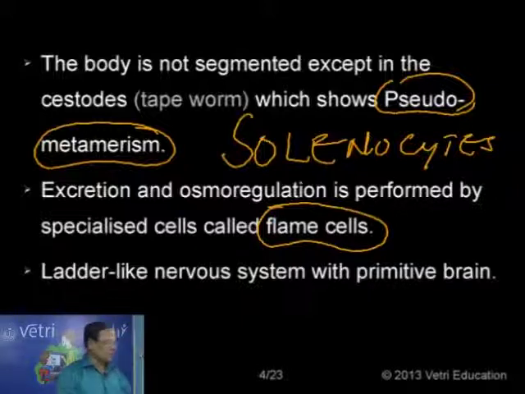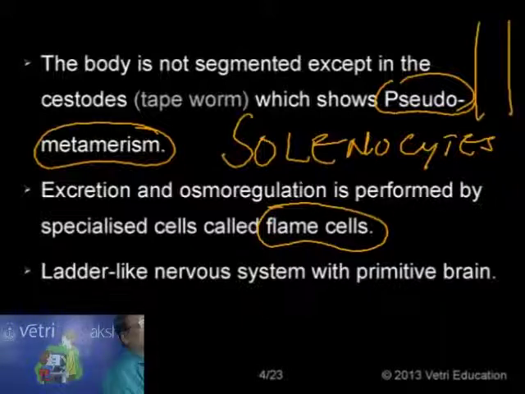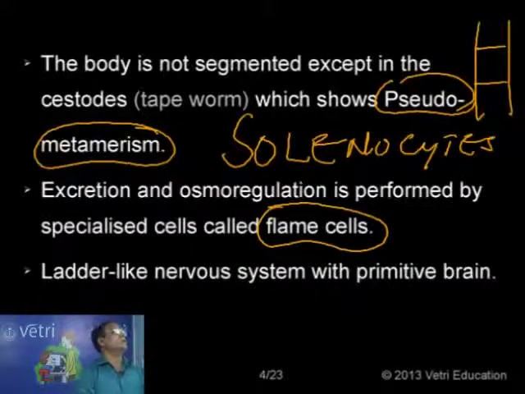So this is the first group that develops some of the nervous system. We have the nerve cord present, ventrolaterally, and they are interconnected, giving the appearance of a ladder. So it is a ladder-like nervous system, and the brain is there, but the brain is not well developed. That is why it is considered a primitive brain.